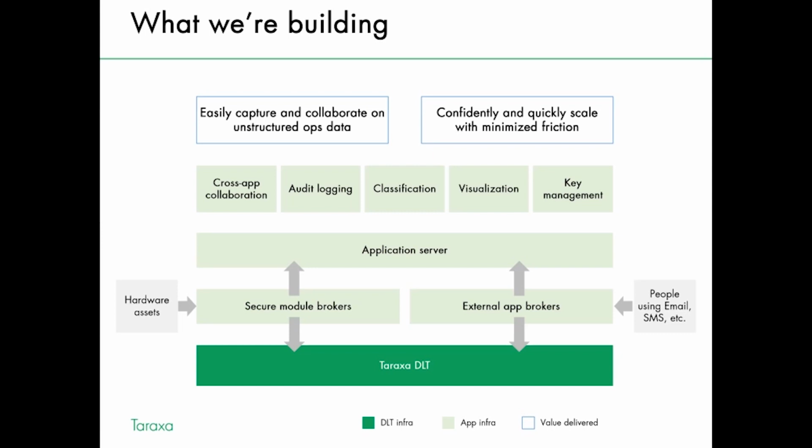And then we provide a set of functionalities to our application: cross-application collaboration, audit logging, automated or manual classification of the messages that you're trying to audit, visualization, and key management. All this goes to address the two problems we're talking about. Number one, easily capture and collaborate on unstructured operational data. Get that data from the unstructured sources that people are used to using. Don't force them to learn a new piece of software or technology. Just get it from whatever application they're currently using, which tends to be text and email. The second is to confidently and quickly scale with minimized friction. You have lots of confidence in the data you're collecting because it's easily auditable, and lots of confidence that it happened, with provenance and immutability guarantees.